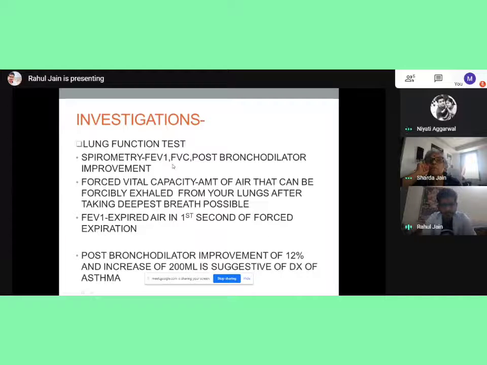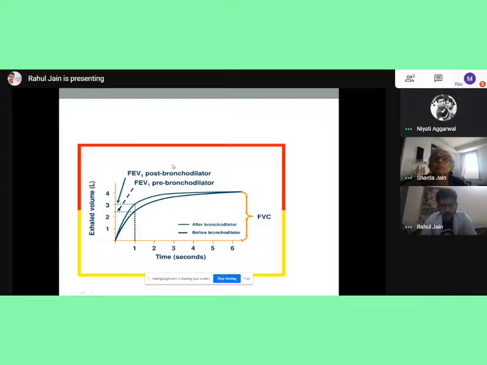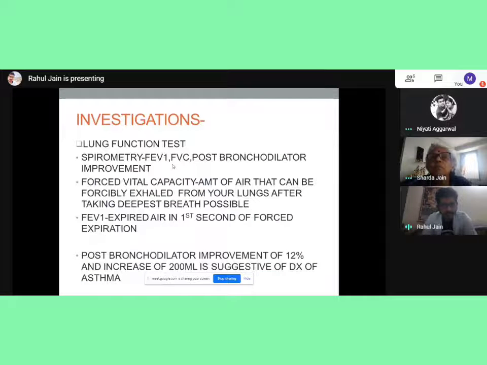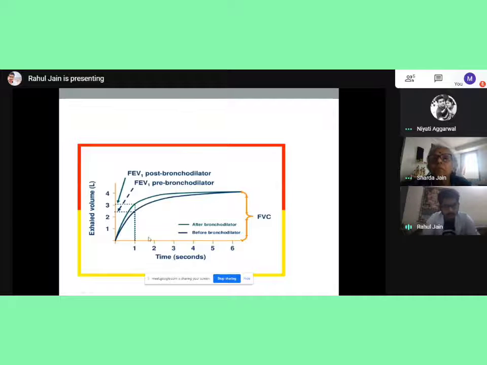So what is FEV1 and FVC? Yes, we'll discuss it. Basically, FVC in simple language is, I'll ask the patient to inhale as much air as possible, and then I'll ask him to exhale after taking the deepest breath possible and as fast as possible. So that becomes my forced vital capacity. And FEV1 is how much air of the FVC he is expiring in the first second of the forced expiration.